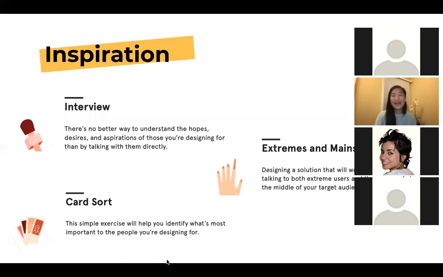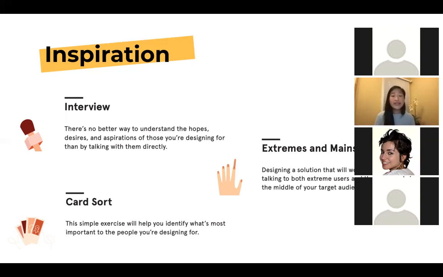All right, so now I am going to walk you through some tools and methods you can use at each stage of the human-centered design process. During your inspiration phase, interviewing your users is probably one of the most important steps. This is when you are trying to understand your users' hopes, desires, and aspirations by talking to them directly, but more specifically by listening to them. There are many ways you can do this. You can do one-on-one interviews, large group interviews, or even large surveys.